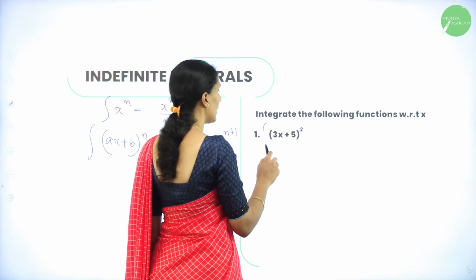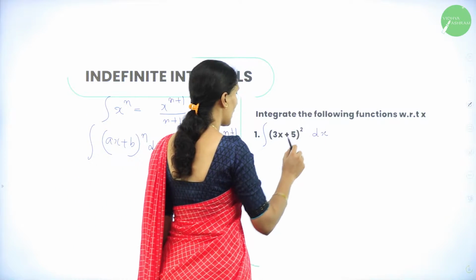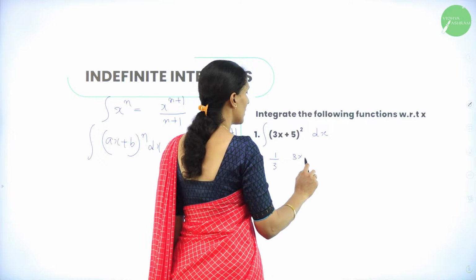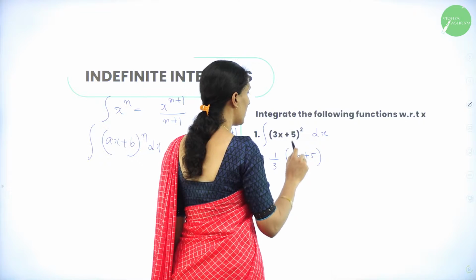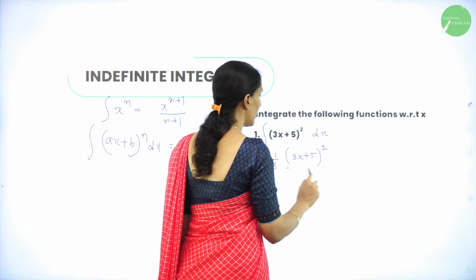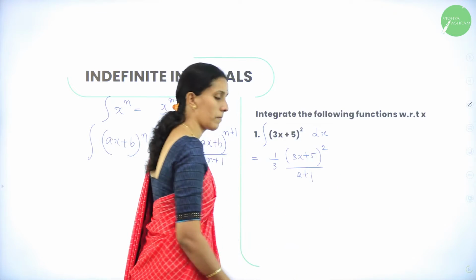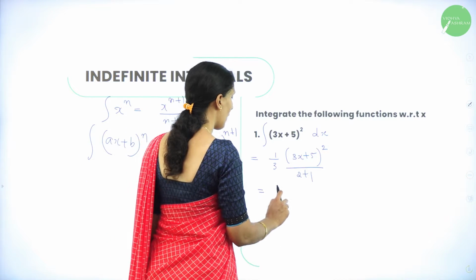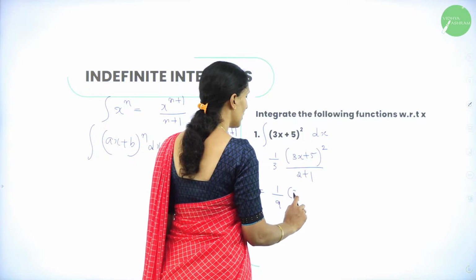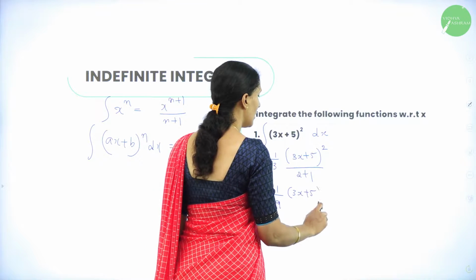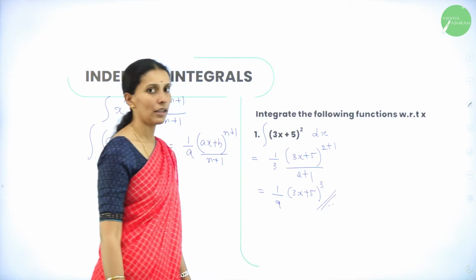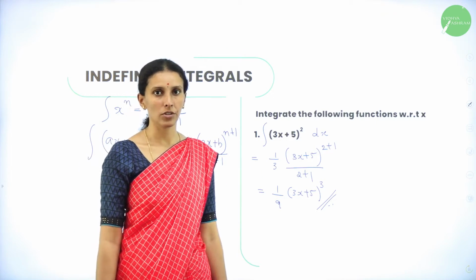So this integration with dx can be written as 1 by 3, times 3x plus 5 whole to the power 2 plus 1 divided by 2 plus 1. What is 2 plus 1? 3. 3 3s are 9. So the value is 1 by 9, 3x plus 5 whole cube plus c. So this is the given value of the integration.